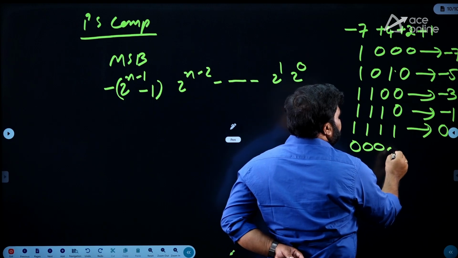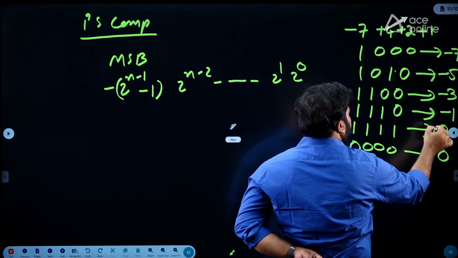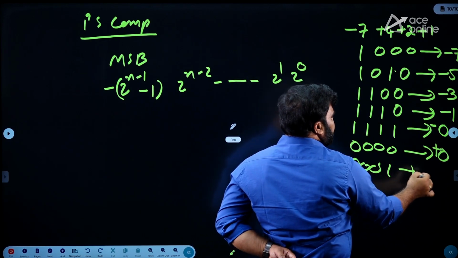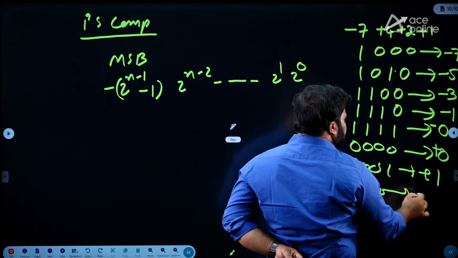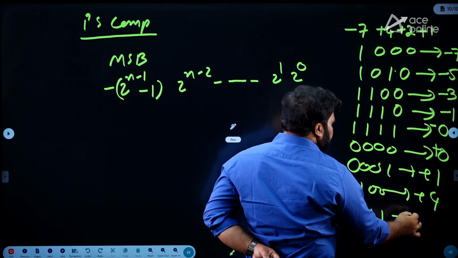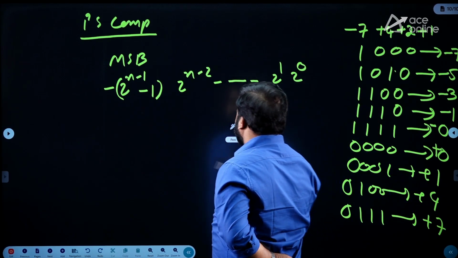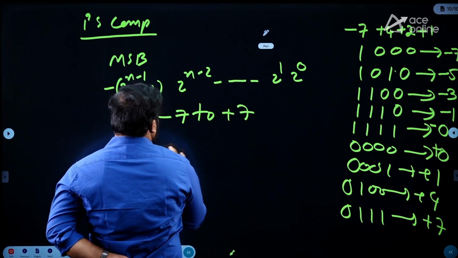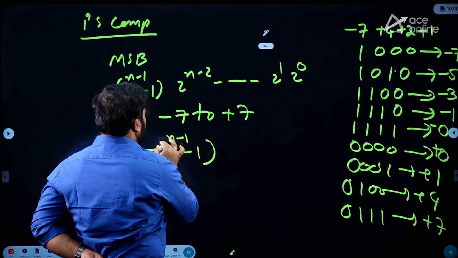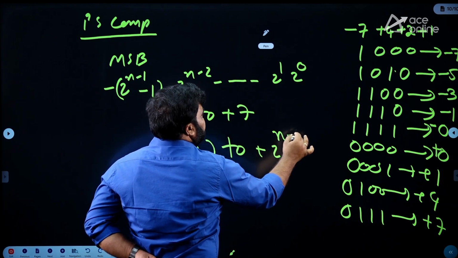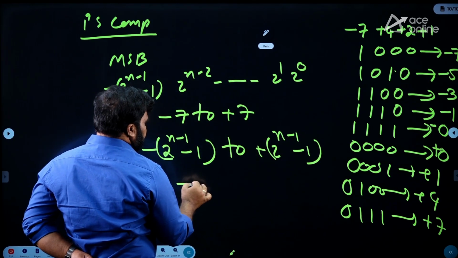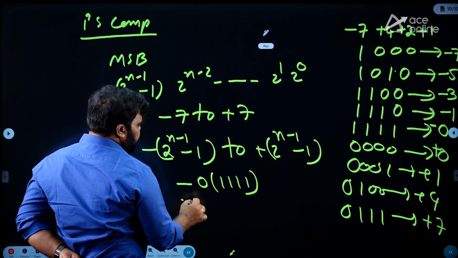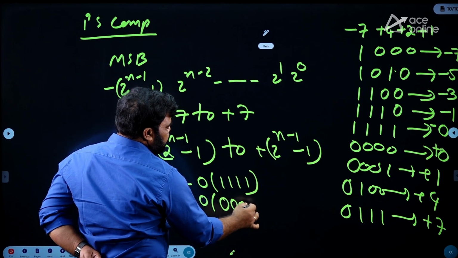Then 0 0 0 0 also. So to differentiate this, we say it is minus, it is plus, because the MSB is 1. So 0 0 0 1 is plus 1, 0 1 0 0 is plus 4, and 0 1 1 1 is plus 7. So finally, the range is minus 7 to plus 7 using 4 bits, minus of 2 power n minus 1 minus 1 to plus 2 power n minus 1 minus 1. And again we are getting minus 0 as 1 1 1 1, and plus 0 as 0 0 0 0.